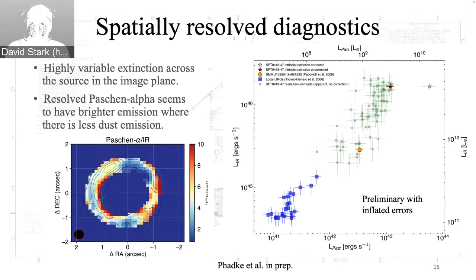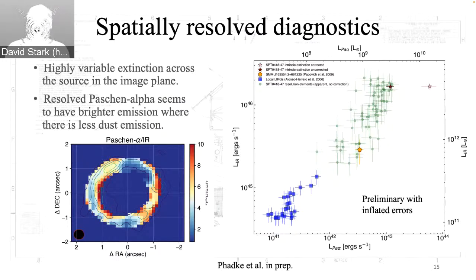So here I'm just dividing Paschen alpha luminosity by the IR luminosity that we have from ALMA, and correcting for integrated extinction. As you can see, there's lots of variation going on over here that we think is from extinction, and also from different star formation going on at different extinction levels.